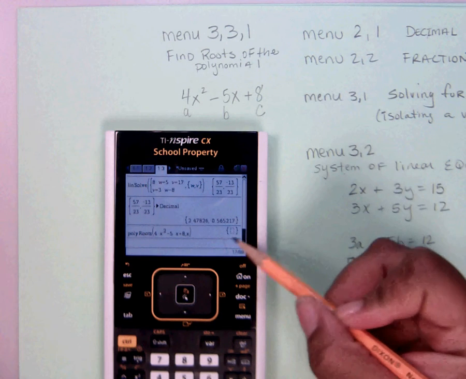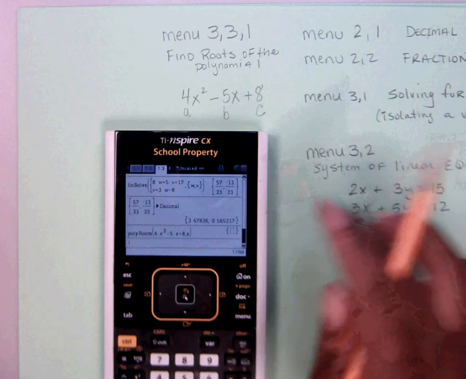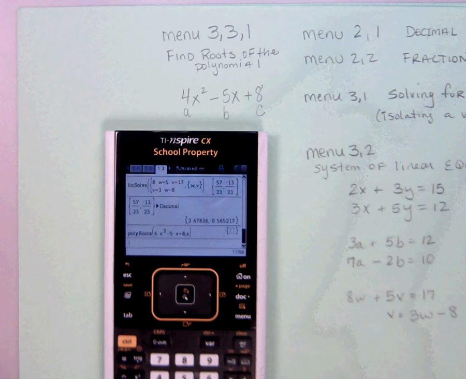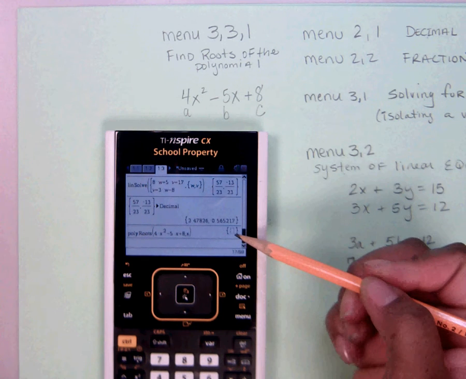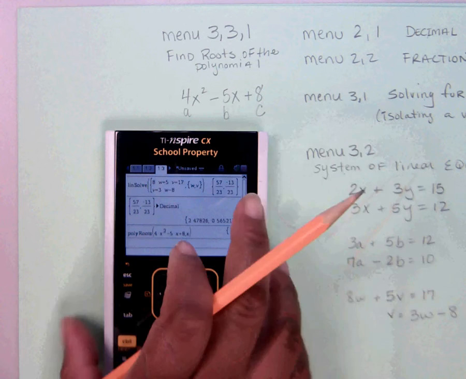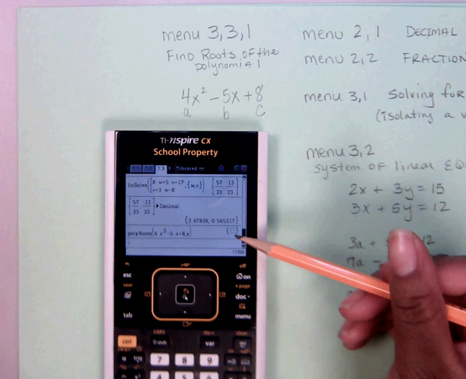When you get an answer like this, please don't flip out on me. We don't see this often. But that answer just means, if you remember, that there are no real solutions. That means the answers were imaginary.